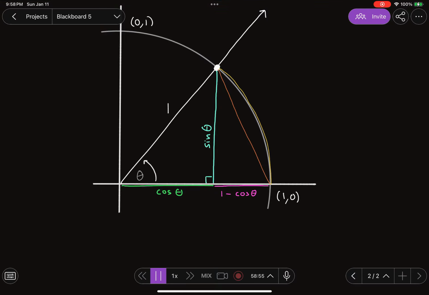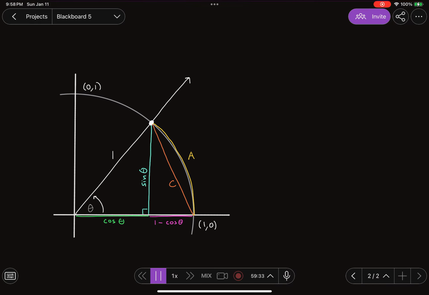Let me name these maybe. So C. No, I don't want to call that C. I'll call that A for arc length. And then let's call this orange distance C, okay? Hopefully you guys are well adept and you know how to find C. I'm going to talk about how to find A real quick. I'm going to do a quick sketch.